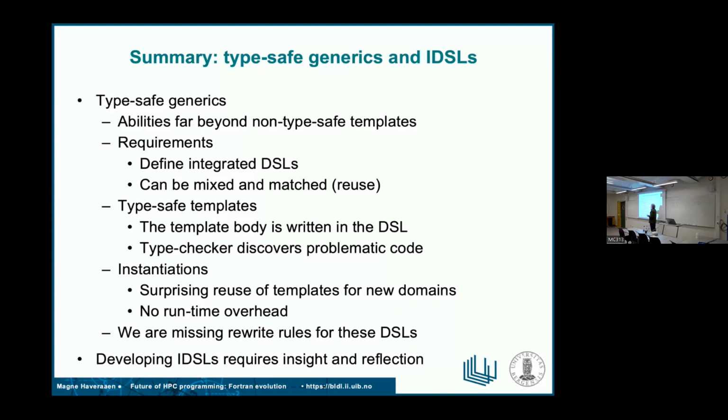So with type safety, the body is written in the DSL, and when you instantiate it, you get no abstraction overhead because you're instantiating it directly to the data that you will be computing on. Unless, of course, you are using some abstraction in between. And the type checker will discover problematic code inside your template and in your instantiation. No megabytes of instantiation problems, just normal, specific error messages where the error occurs.